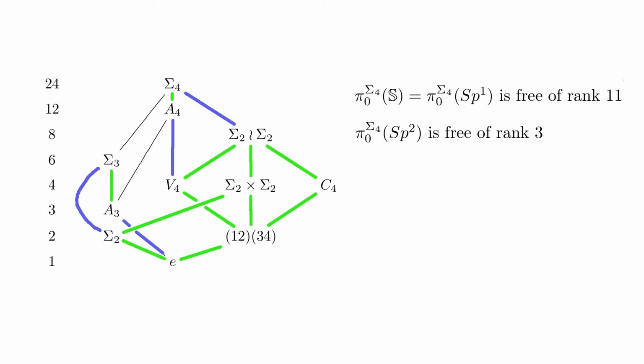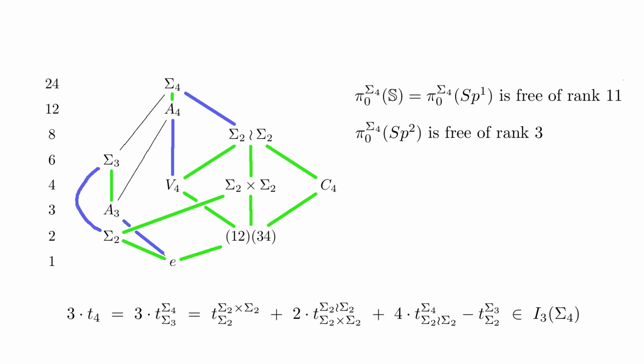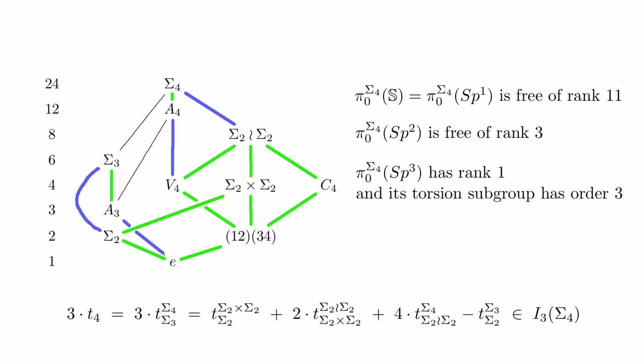However, integrally, the class previously denoted T4 is not contained in I3. There is an exceptional relation. This means that the class T4 becomes a class of exact order 3 in the Burnside ring modulo I3. This illustrates that there can be torsion on the zeroth equivariant homotopy groups of symmetric products.